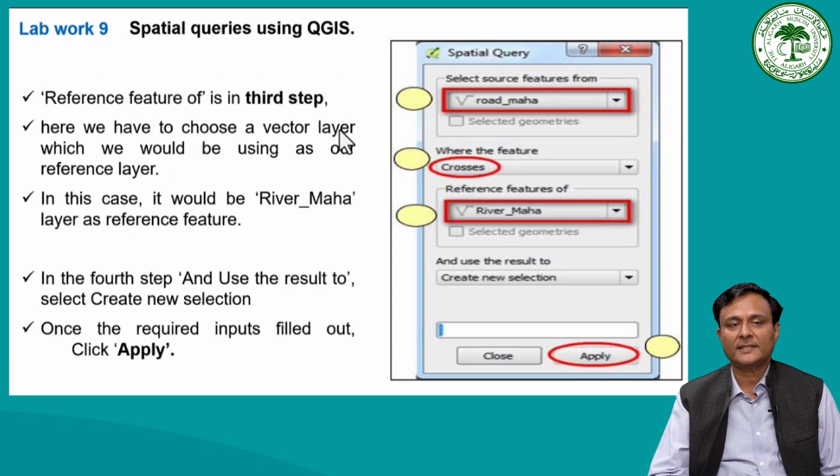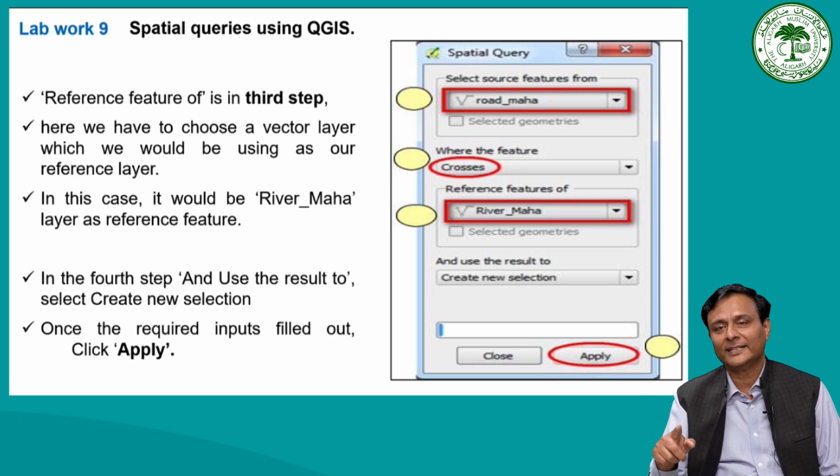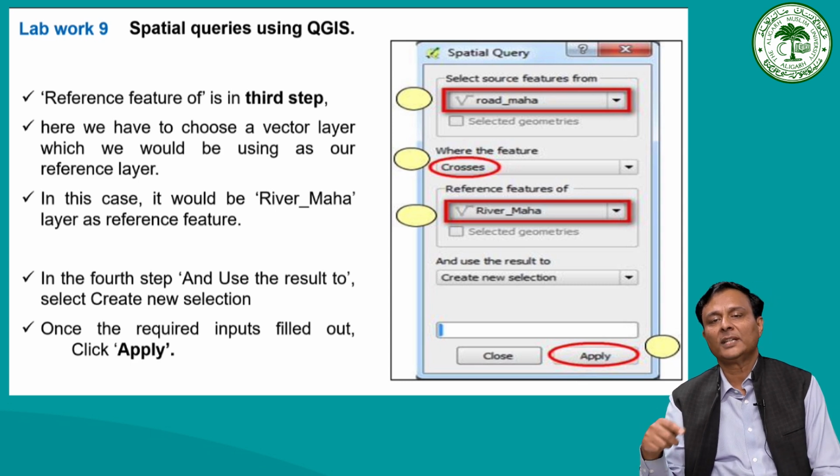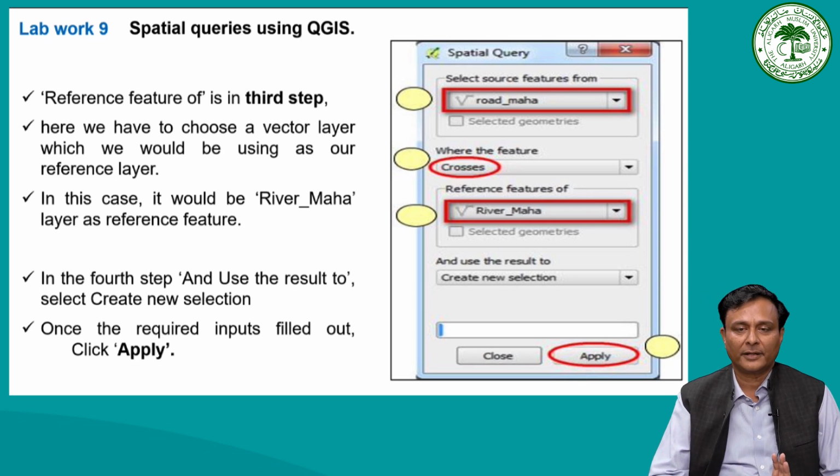So the reference feature is in the third step. The second step was crosses, which was the operation which we wanted to do. Now the third step is to locate the reference feature, or the road which crosses what. So there, in the third step, we will choose a vector layer which we will use as our reference layer, and in this case it would be the River Maharashtra layer as the reference layer.